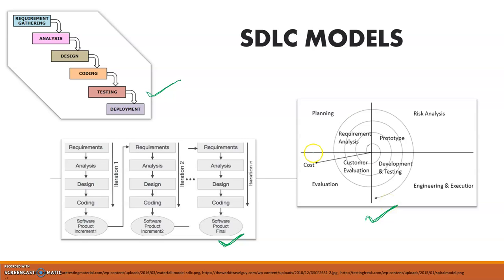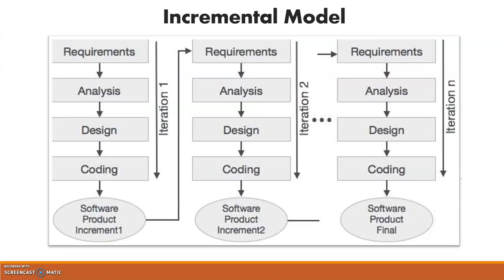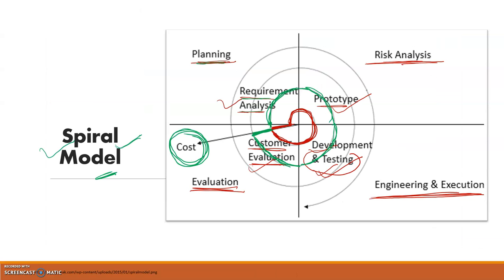The reason is we are doing each and everything for each and every phase, and it gives the idea of the cost because of this spiral pattern. So it's the beauty of the spiral model. So we are done with all the SDLC models: waterfall model, incremental model, and spiral model.